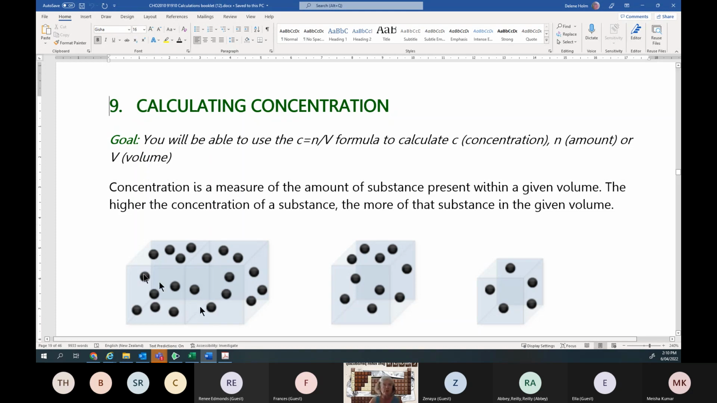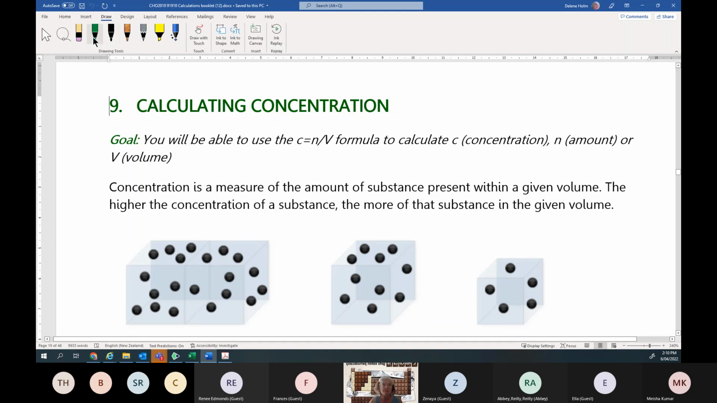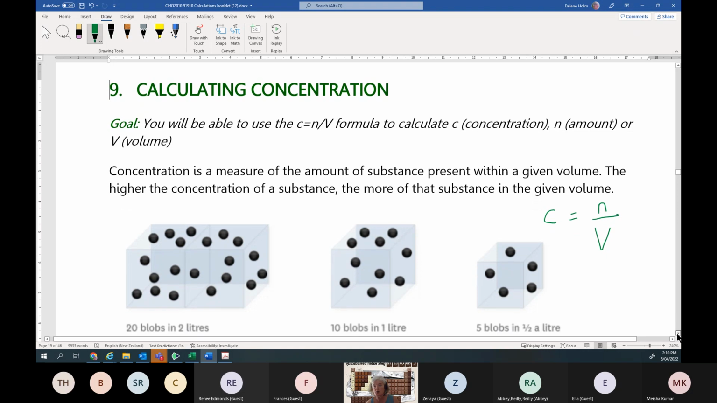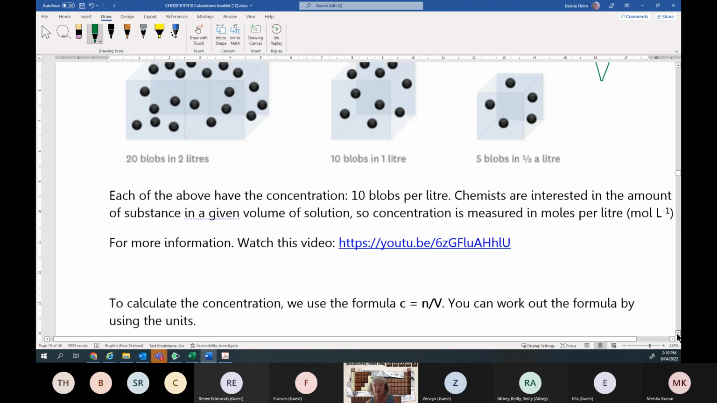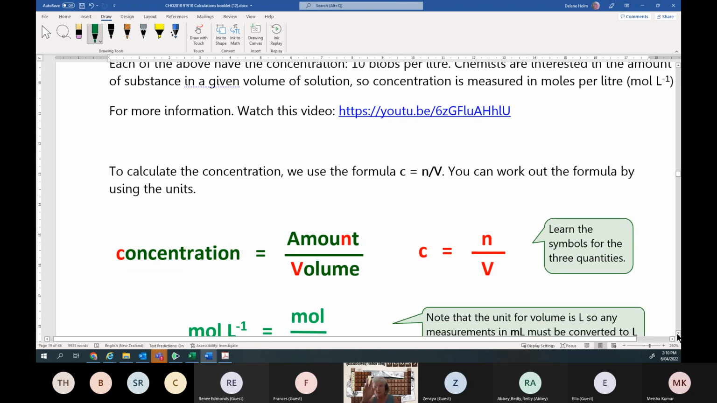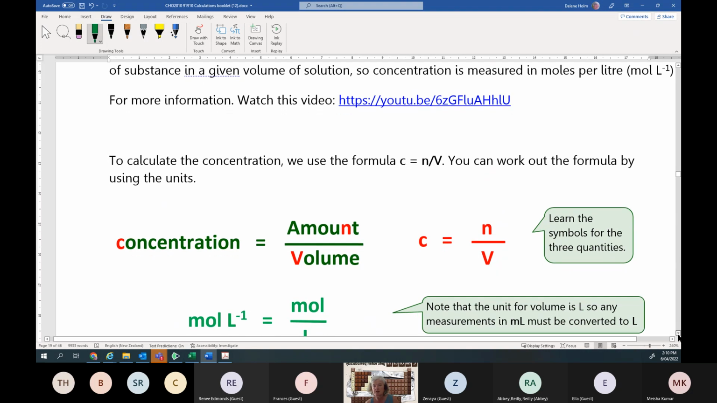So we have the formula of C, which is my concentration, is equal to N, which is my amount, divided by my volume. And again, you've got to know your formulae, or your units. I'm just going to scroll it down. There are links to the videos, where things are being repeated. Let me go down a bit further.